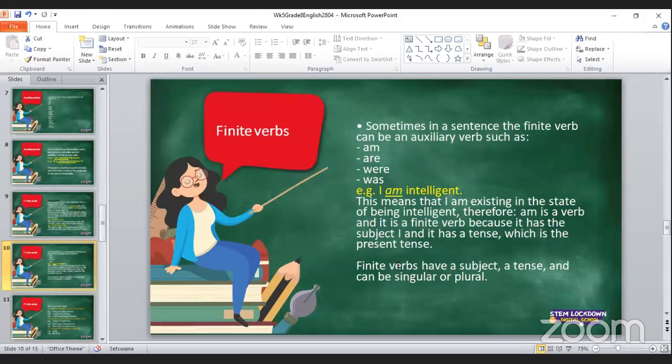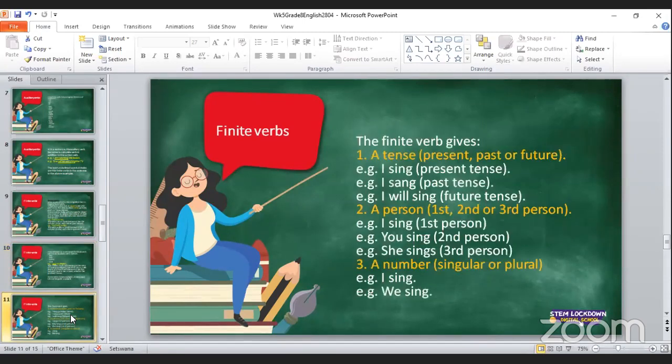So yes, one thing to remember: finite verbs have a subject, a tense, and can be singular or plural. Let's go deeper into that statement in the next slide so you can understand what it means. The finite verb gives us three things. Number one, a tense. Number two, a person. Number three, a number. So number one, the finite verb gives us a tense. It tells us whether it is present tense, past tense, or future tense.